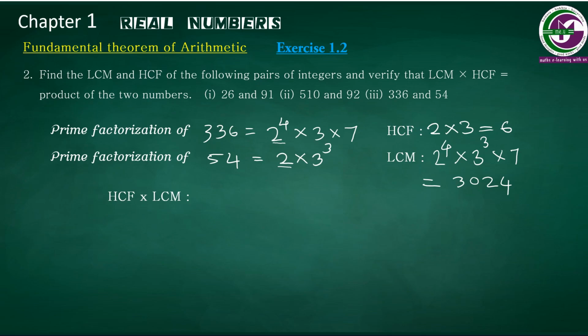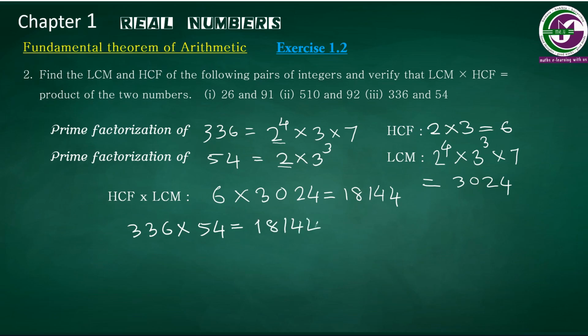Now we'll find the product of HCF and LCM. That is 6 times 3024 equals 18,144. Now the product of the numbers. So we'll multiply 336 multiplied by 54, which also gives 18,144. That means HCF times LCM equals product of the two numbers is verified for this question.